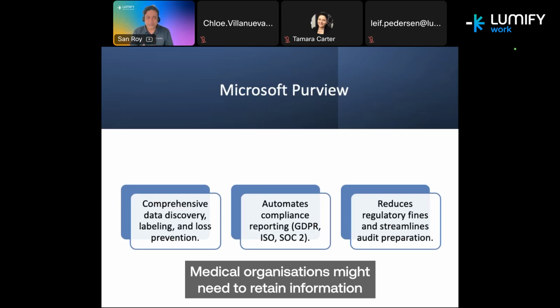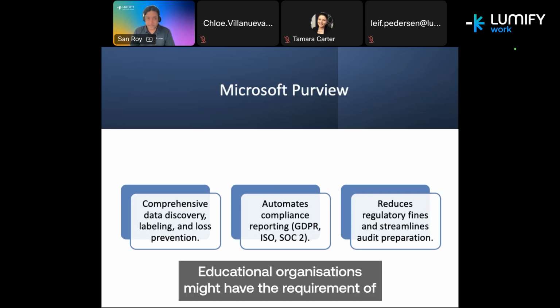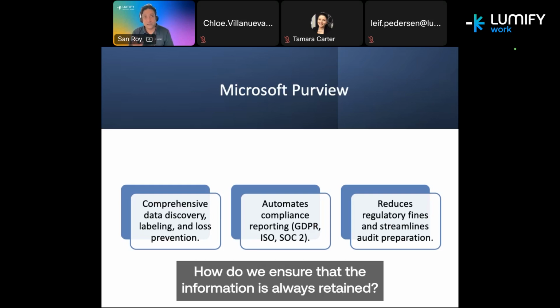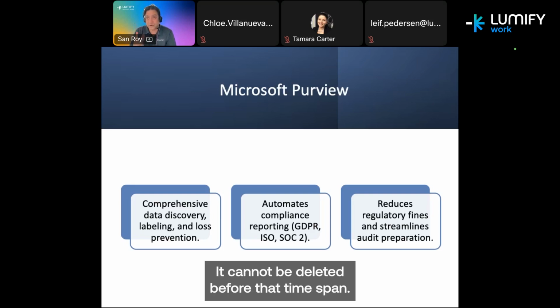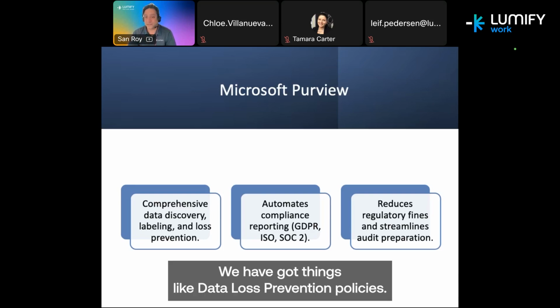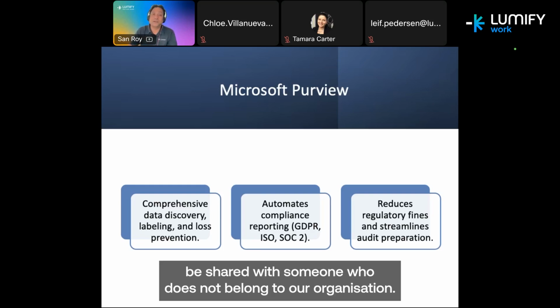Medical organizations might need to retain information for 10 years. An educational organization might have the requirement of retaining student information for 5 years. How do we ensure that the information is always retained? How do we ensure that a lock is created on the information so it cannot be deleted before that time span? Well, data retention policy. We also have data loss policy. Data loss policy means certain critical information should not be shared with someone who does not belong to our organization.